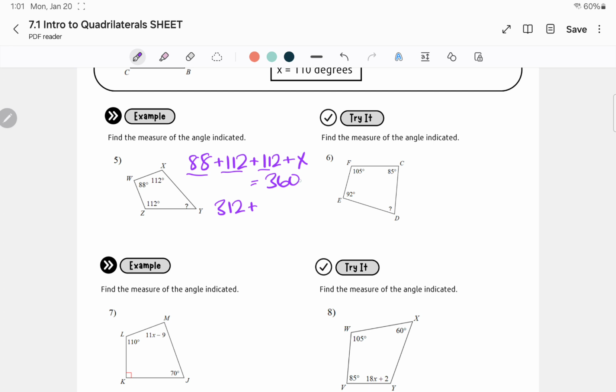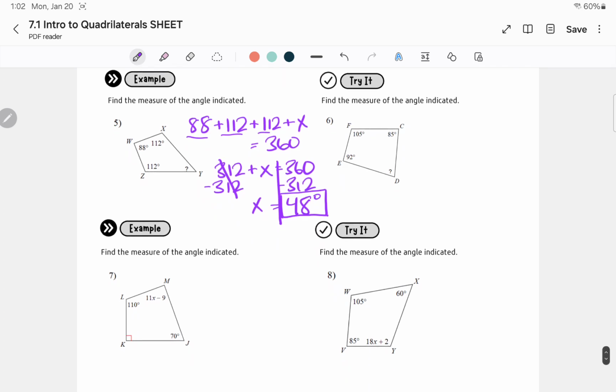So bring that down. We still have the plus x equals 360. And now we have a one-step equation. We're going to subtract 312 from both sides. So 360 minus 312 is 48. So our answer is 48 degrees. Go ahead and pause the video. Try number 6 by yourself. All right, so for number 6, we have 92 plus 105 plus 85 plus x is equal to 360.